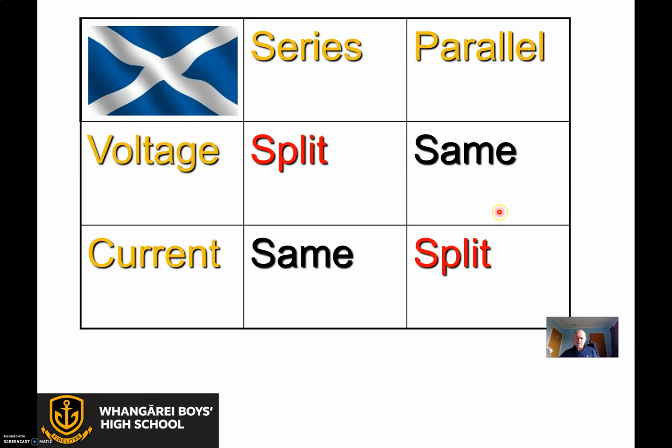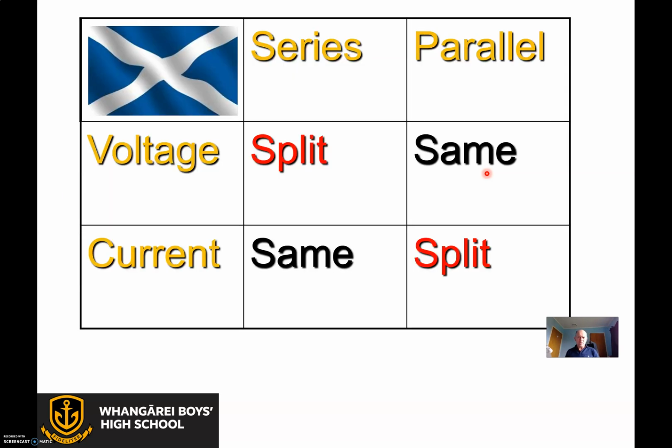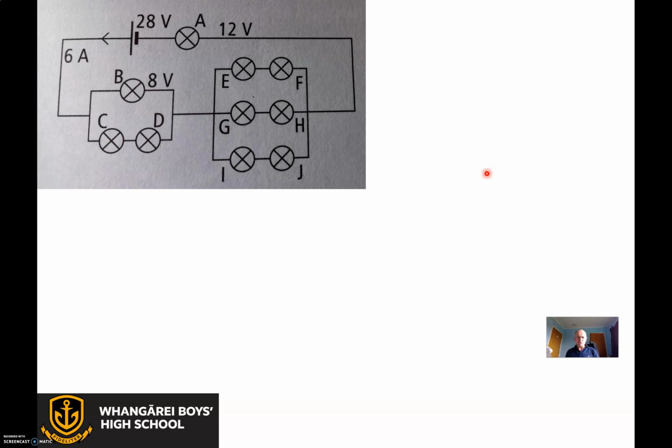Now, last couple of lessons I've taught you this, which is the Scottish flag way of learning voltage and current in series and parallel. I remember current in series is the same, and then the diagonals have identical words, same and split. The new homework I'm going to give you is on pages 148 and 149, and that is coming up shortly. But this one here is the hardest question. It's question number 6 on page 149.